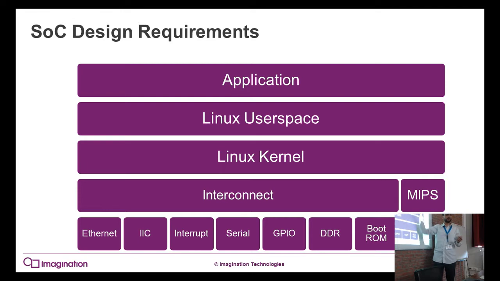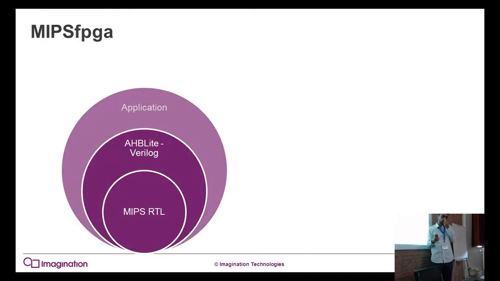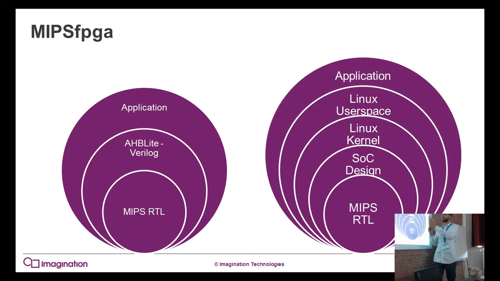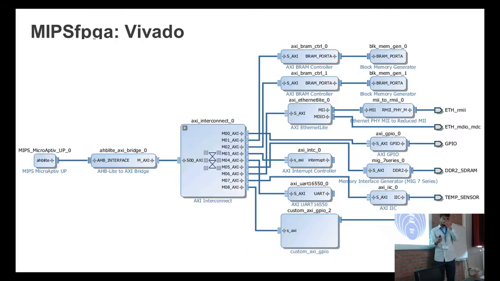All right. So just to recap, as a comparison, with the current MIPS RTL you have simple AHB-Lite Verilog and our own simple C applications. In terms of the MIPSfpga SoC, you have your MIPS core RTL, yes, but your AHB-Lite is completely different. You have your SoC design, then you have your Linux kernel software. Here are the hardware boundaries. You have your kernel software, then your Linux user space, then you go into applications. All right. So this is what it starts looking like in Vivado.